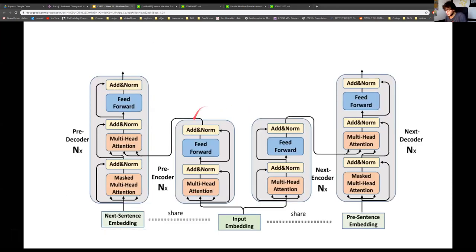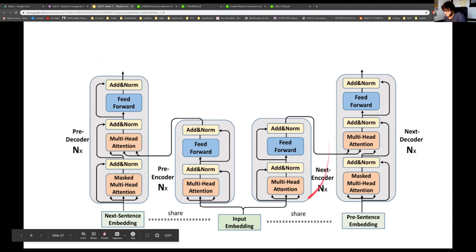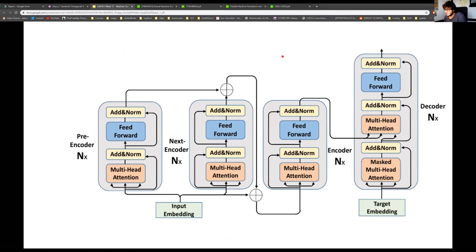They basically have two encoders, the pre-encoder and next encoder at first, and they pre-train this with the data to predict the previous sentence and the next sentence. After they pre-train this, they take these encoders and put them into another model where they add another encoder and a decoder.